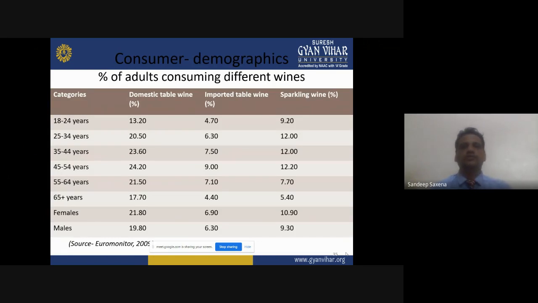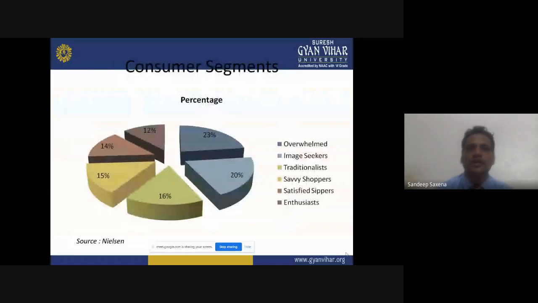Now, if you're talking about consumer demographics, the percentage of adults consuming different wines, with categories like 18 to 24. Now talking about the consumer segments, percentage-wise: the overwhelmed are 23%, the image seekers 20%, traditionalists 16%, savvy shoppers 15%, satisfied sippers 14%, and the enthusiasts 12%.